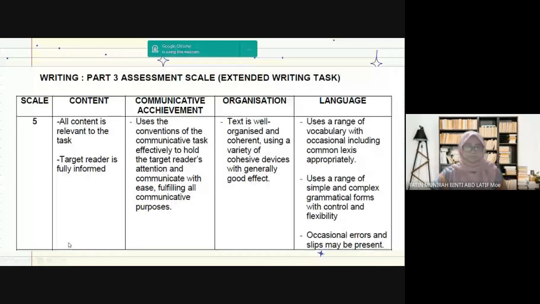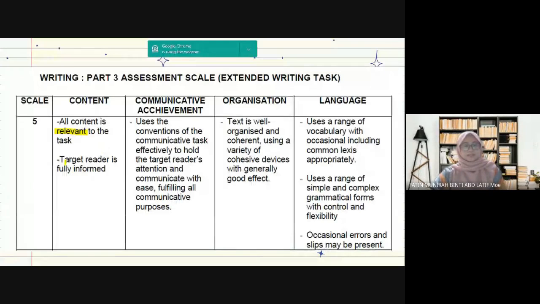Adakah ia relevan dengan soalan yang diberikan. Kalau ditanya tentang social media, tiba-tiba awak jawab tentang environment, so memang tak relevan dengan tugasan. So kalau tak relevan, you cannot get 5 marks for content. So must be relevant, mesti menjawab soalan dan mesti menggunakan semua stimulus yang dibagi. Okay, you must use the stimulus that was given.